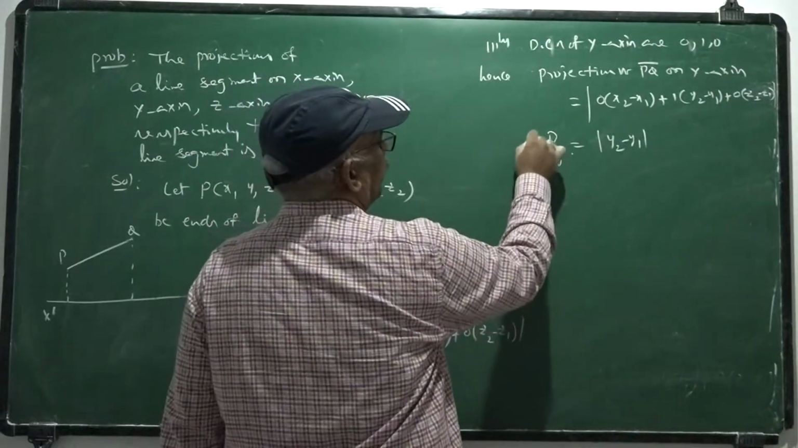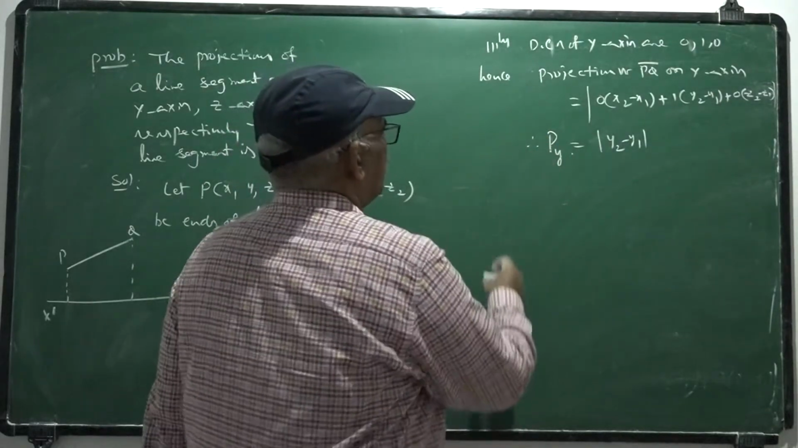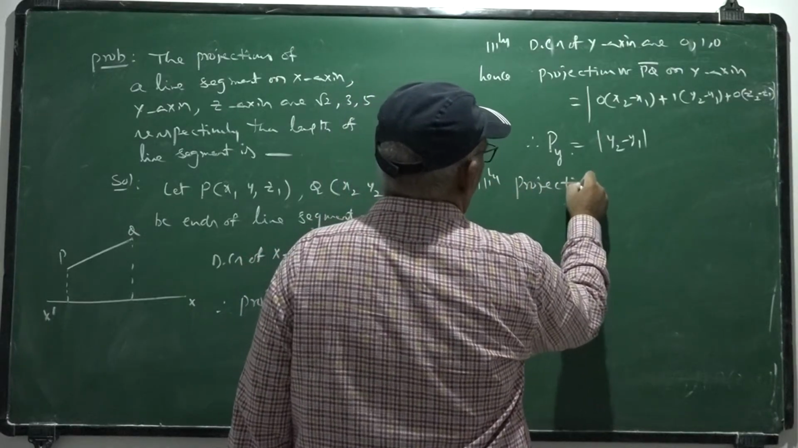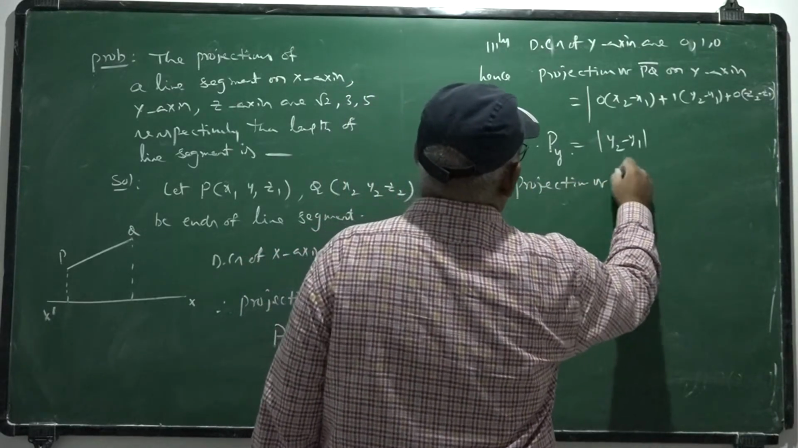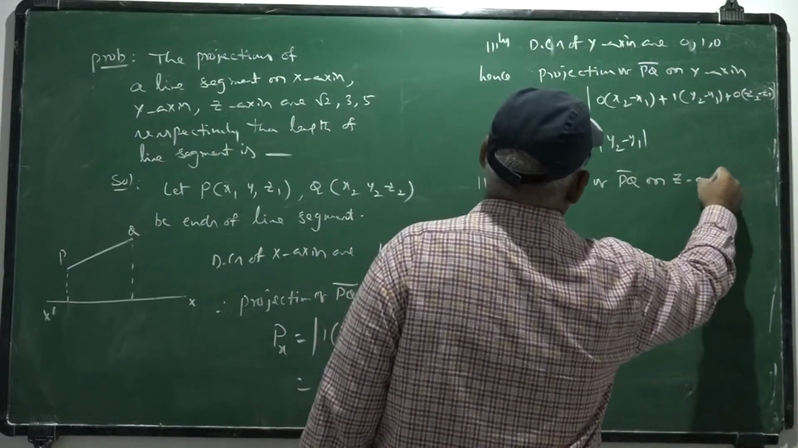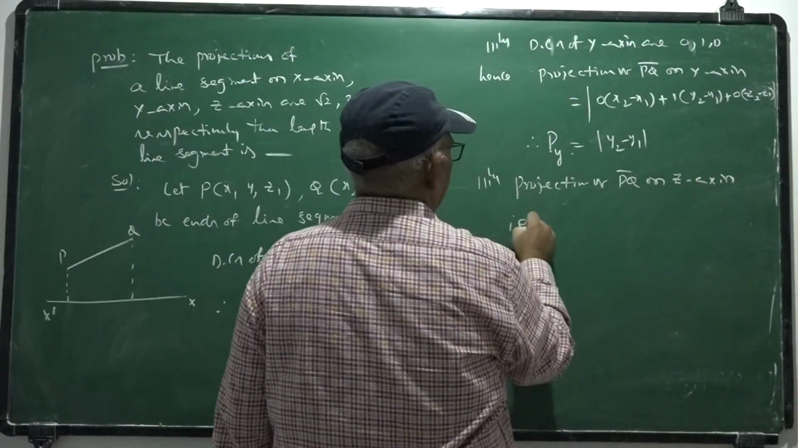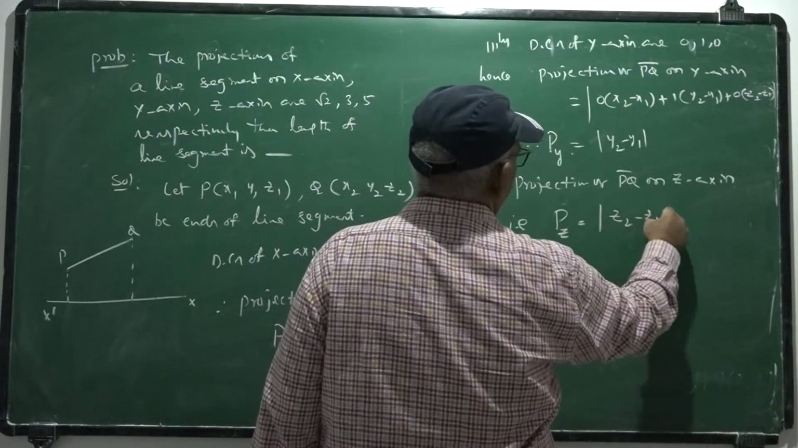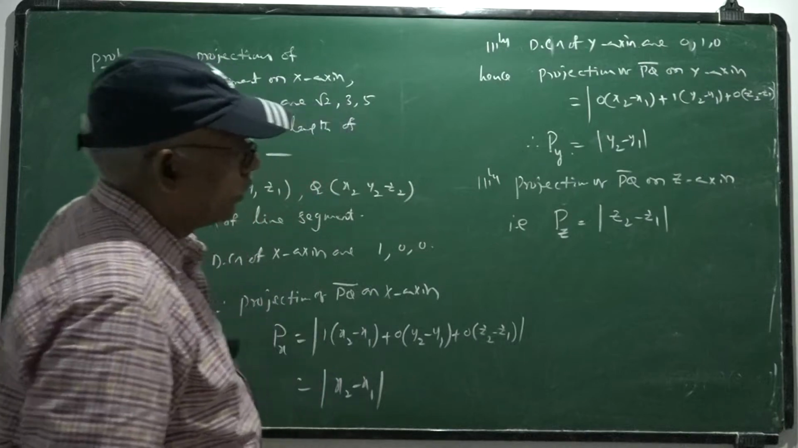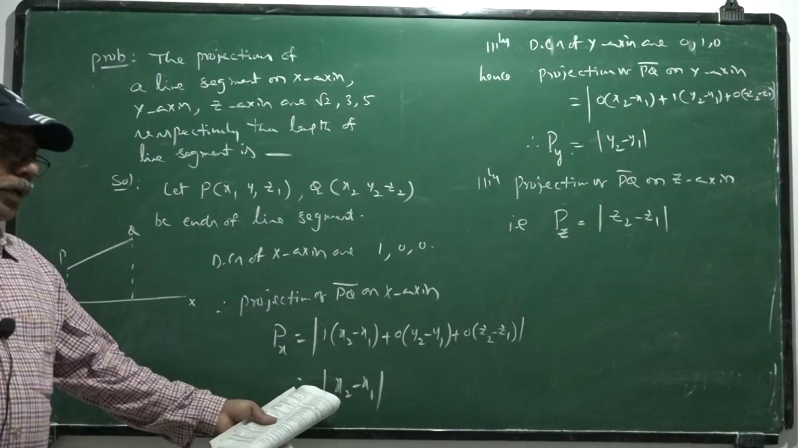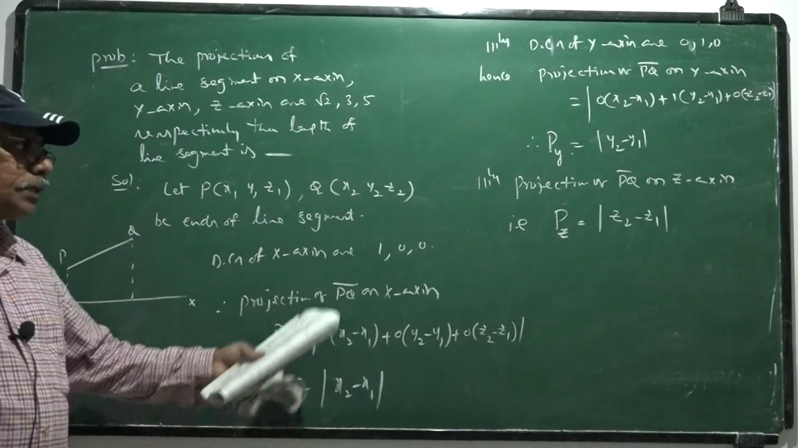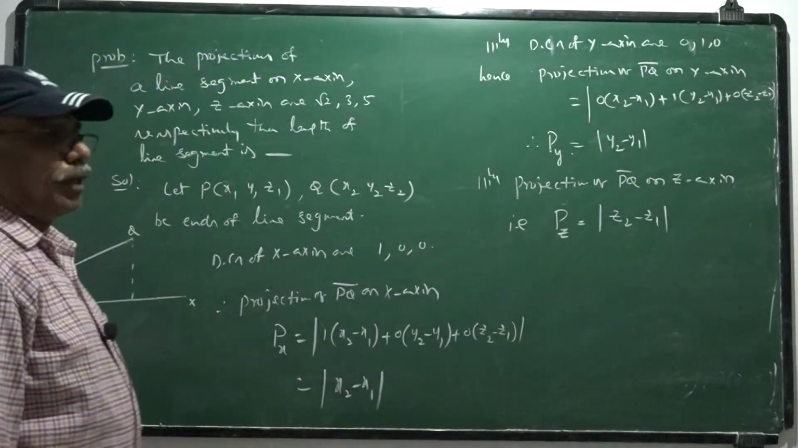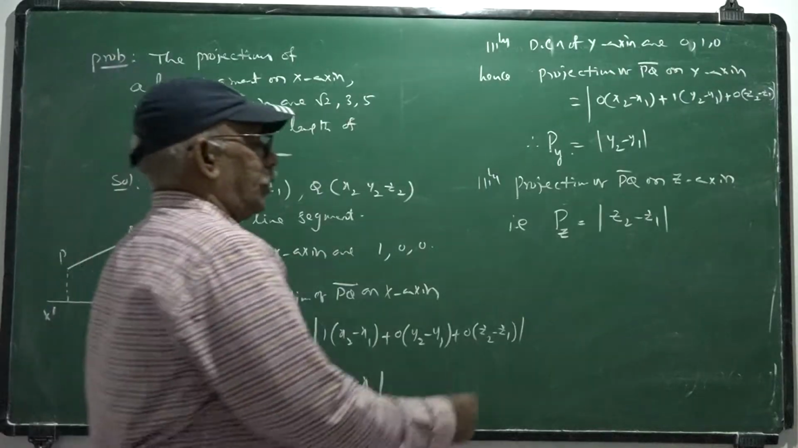The projection of PQ on y-axis. Similarly, projection of PQ on z-axis, that is Pz is modulus of z2 minus z1. This is the projection of line segment PQ on x-axis. This is the projection of line segment on y-axis. This is projection of line segment PQ on z-axis.